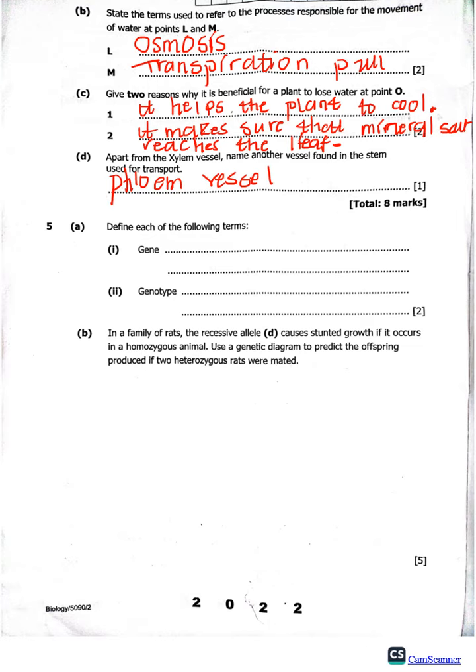Now let's move on to question 5a. Define each of the following terms. So the first one, a gene. This is a basic unit of inheritance. So if you look at inheritance, how characteristics are transferred from the parents to the offspring, they are passed through these genes.